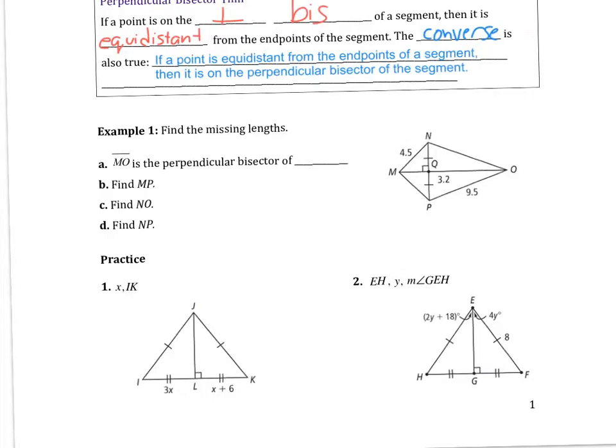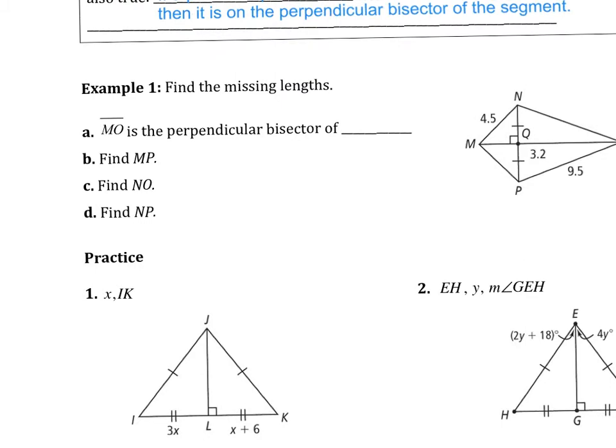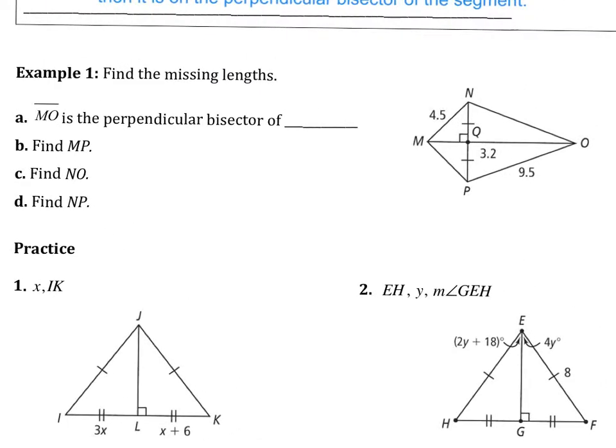All right, so let's take this and see how it applies. So we're going to find some missing lengths, etc. here. So according to the diagram, MO, so which one is MO? This one is MO, right there. Which segment does it perpendicular bisect? Well, it's perpendicular bisecting this blue one right here. How do I know that? Because we have perpendicular mark there, and we have a congruence mark there, which means this Q is the midpoint of NP. So MO is the perpendicular bisector of NP.